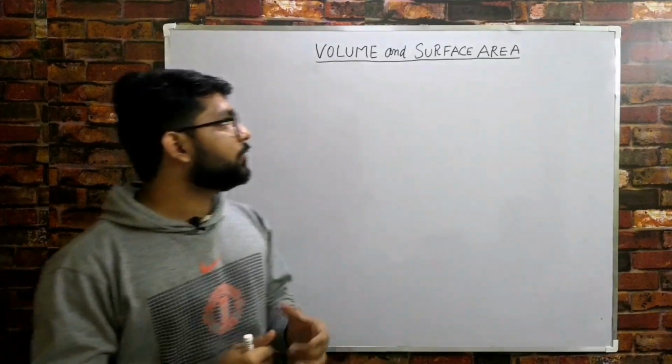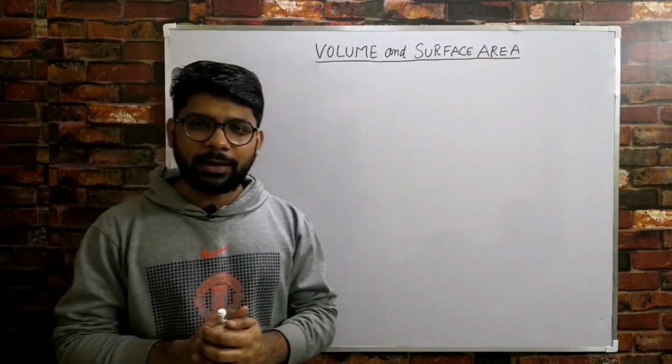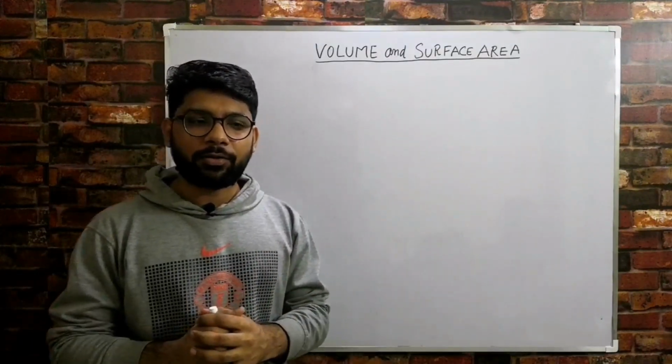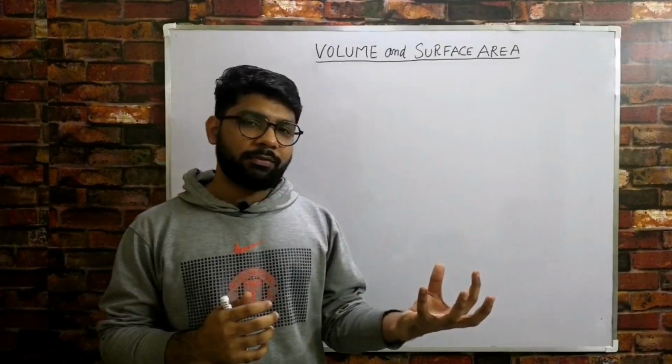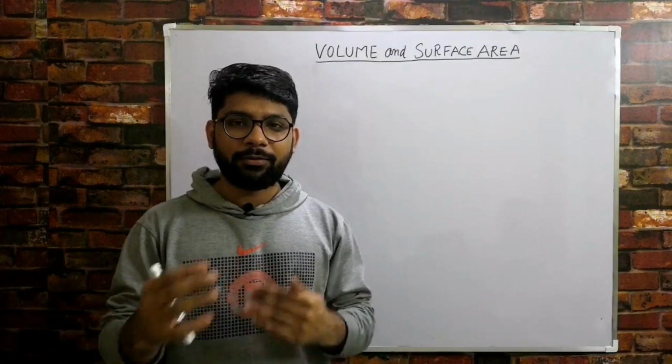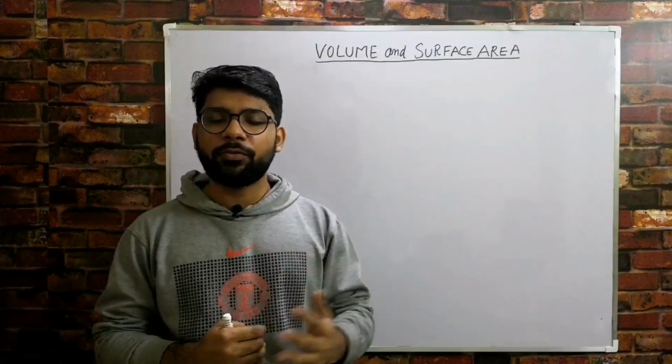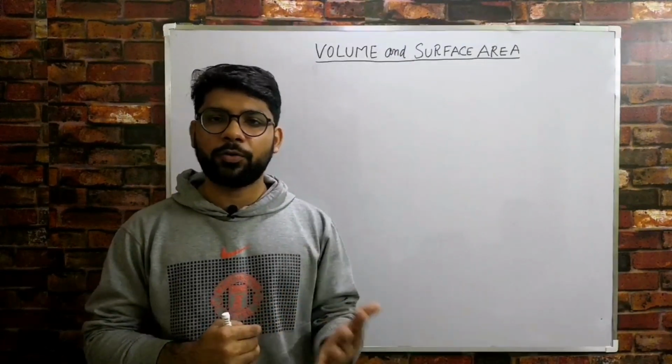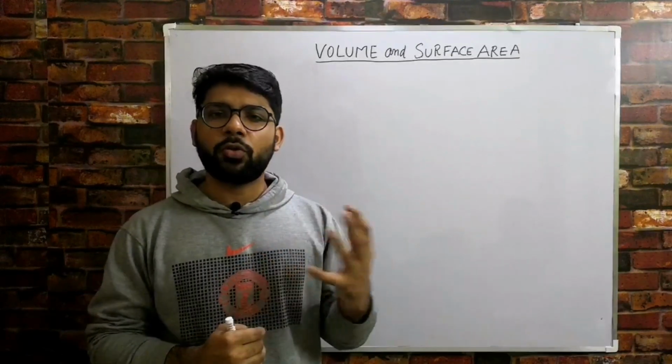Today we will discuss a new topic. The topic is volume and surface area. In this topic, what we have to find out? We have to find out the volume and the surface area of the given figures. So we will discuss different figures like the cube, sphere, hemisphere, cuboid and the cone. We will discuss all these figures.